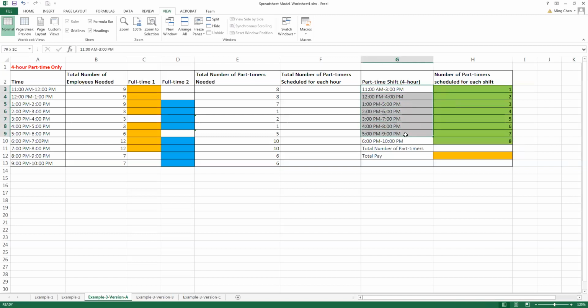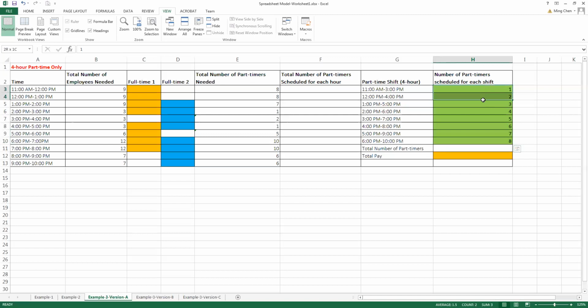Look at this. All these part-time shifts overlap with each other. For example, 11 to 3 overlaps with 12 to 4 for 3 hours, and 12 to 4 overlaps with 1 to 5 for 3 hours as well. So this is a solution, but it's not the optimal solution, and it's not even a feasible solution. But based on this solution, we want to fill column F.